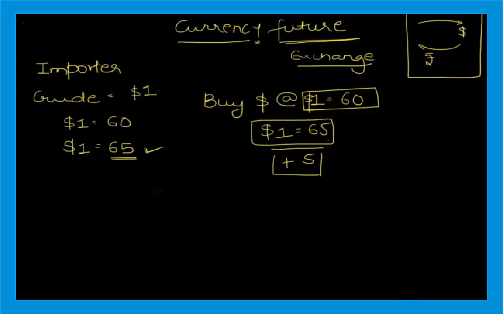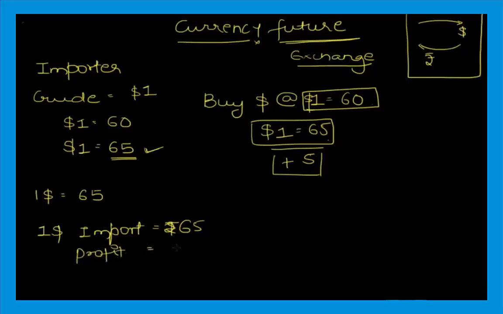So what happens in this case is, now when $1 is 65 and I am doing $1 worth of import, how much will I have to pay? I'll have to pay 65 rupees. But what is the net cost to me? The net cost is 60 rupees, because I have made a profit of 5 rupees by trading in the futures. So I paid 65 to the person I imported from, but on the futures contract I made 5 rupees. So what is the net for me? The net for me per dollar is 60 rupees.